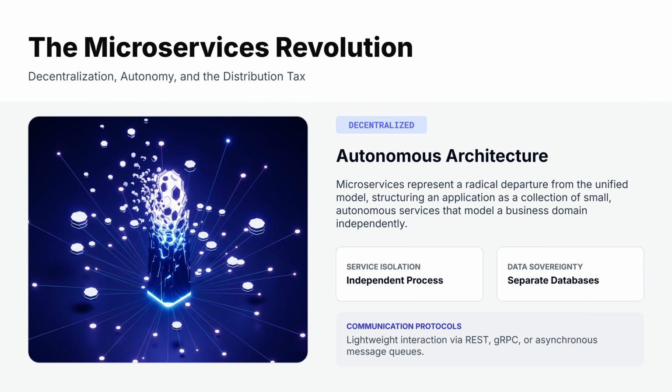The microservices revolution. Microservices architecture represents a radical departure from the unified model, structuring an application as a collection of small, autonomous services that model a business domain. Each service runs in its own process, manages its own data in a separate database, and communicates via lightweight protocols like REST, gRPC, or message queues.